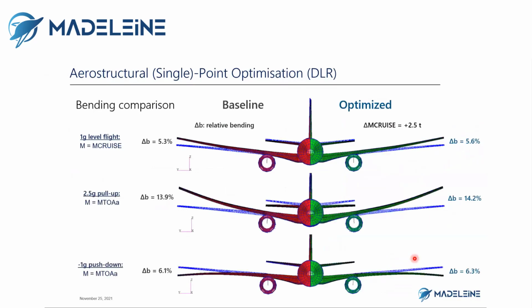This is an example of the bending comparison between the baseline and the optimized. It is worth noticing, keeping in mind that the mass also increases, which explains the rationale why we get a higher bending on the optimized configuration.